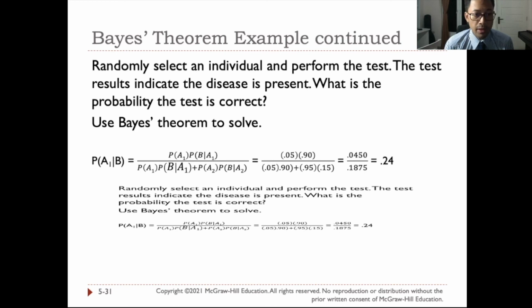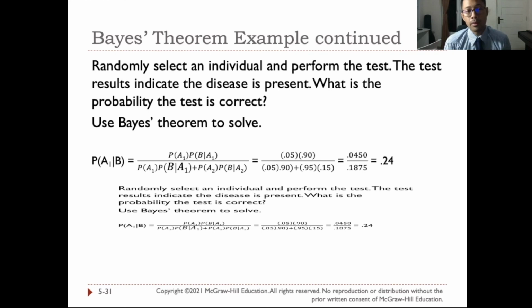And we know that the probability of B is going to be the probability of A1 times the probability of B conditional on A1, plus the probability of A2 multiplied by the probability of B conditional on A2. And so the probability of A1 multiplied by the probability of B conditional on A1 is just going to be the probability of A1 and B, which is 0.045, and then the probability of B is going to be 0.1875, and it's going to be equal to 0.24.